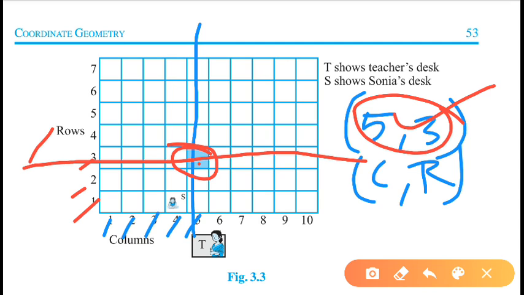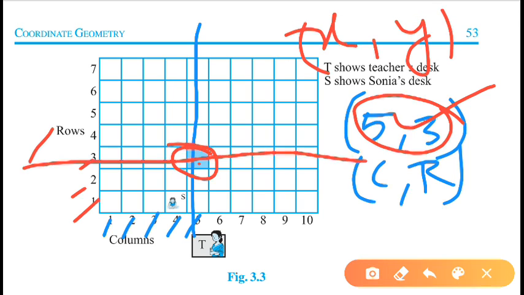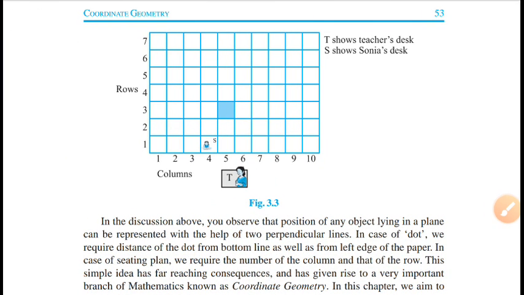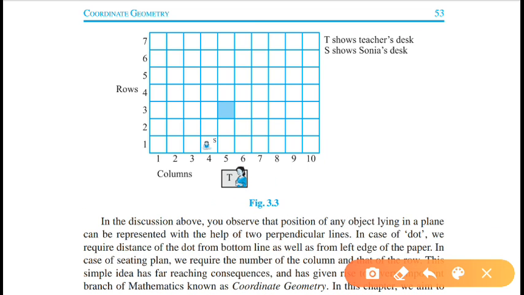So why 5 is written first and 3 is written afterward, that we will discuss on the basis of axes. We write on the basis of x comma y. So we take two axes and the value of x will come first. The value of x will come first. So let's take this with the help of coordinate geometry and understand what is actually going on.